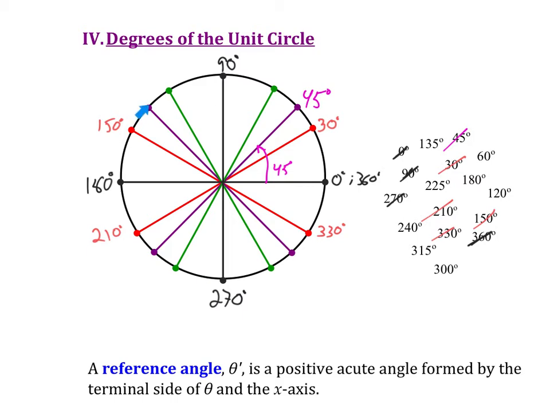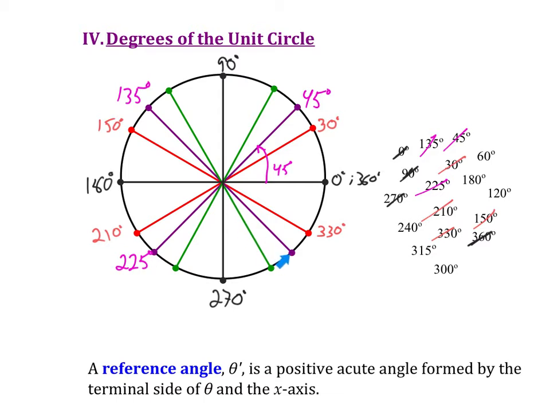Over here in quadrant 3, this would be 45 degrees before 180. So 180 minus 45 is going to give me 135 degrees. Down here in quadrant 3, this is 45 degrees past 180. So 180 plus, since I'm going past it, 45 gives me 225 degrees.